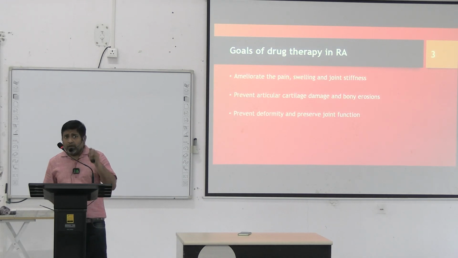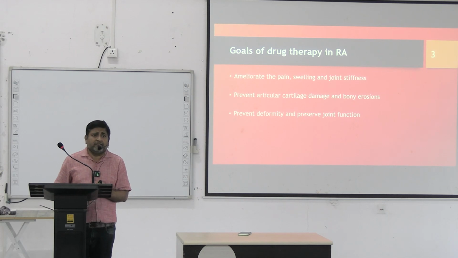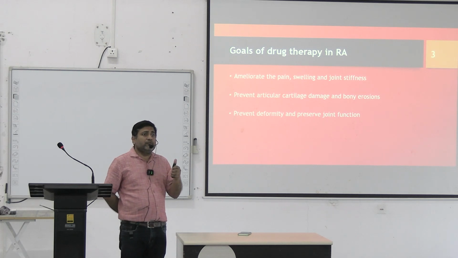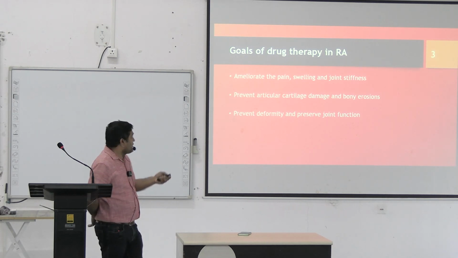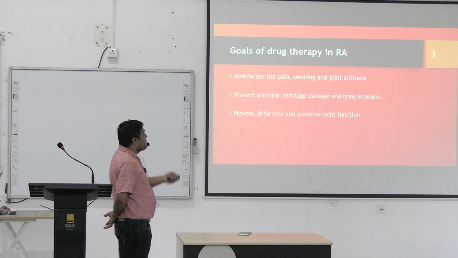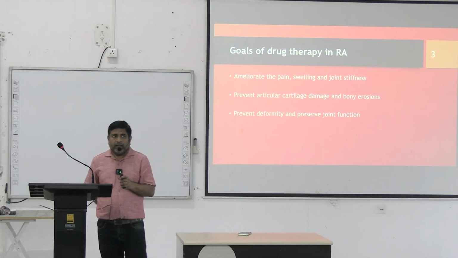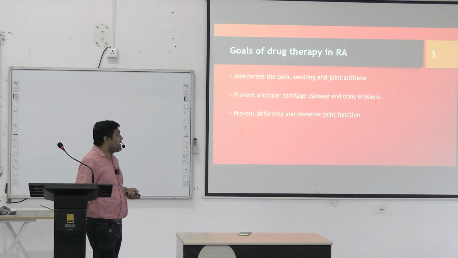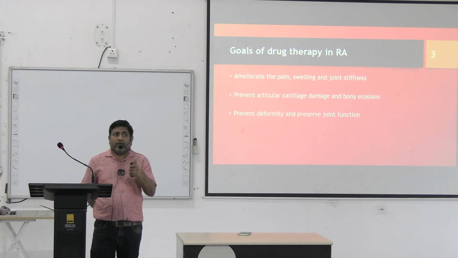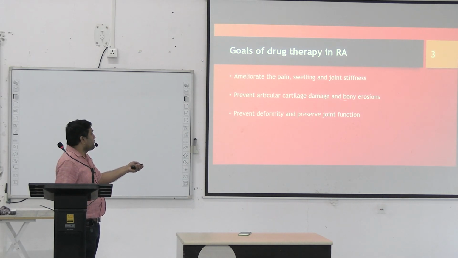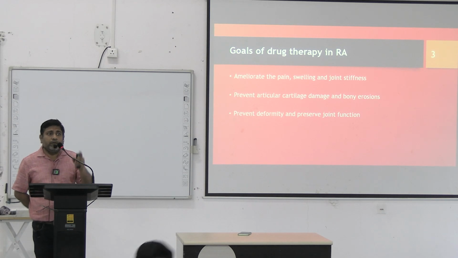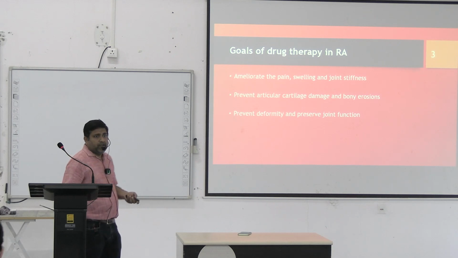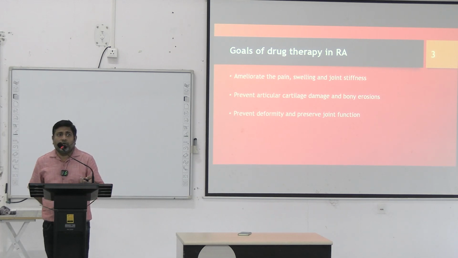Now, while we are treating a patient of rheumatoid arthritis, there should be some goals. What are we going to achieve? The first goal is to reduce the pain and the stiffness of the joint, ameliorate the pain, swelling and joint stiffness. That's the short term goal. The next goal is to prevent articular cartilage damage and bony erosions. So we are going to treat the basic pathophysiology, and the long term goal should be to prevent the joint deformity and preserve the joint function. So these are the goals for the treatment of a rheumatoid arthritis patient.